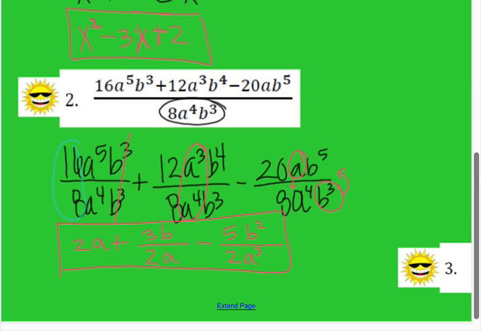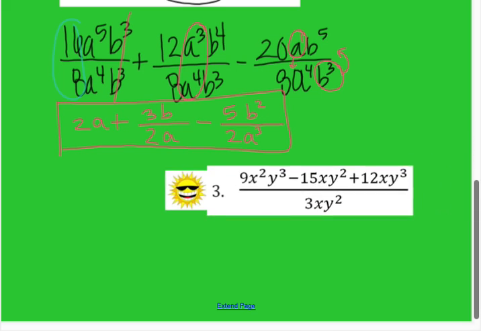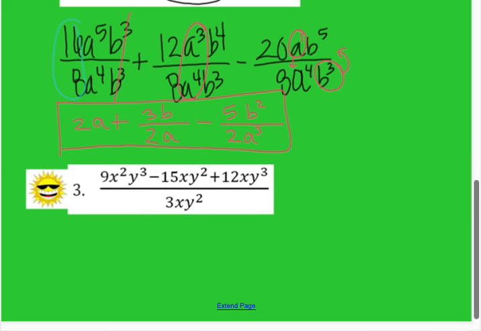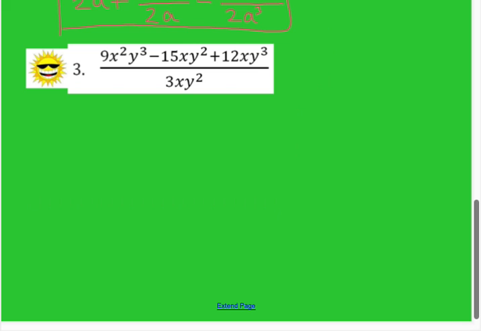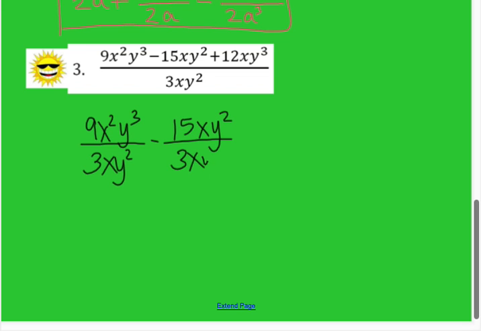Moving on to our last example of a polynomial divided by a monomial. Okay, I'm going to go ahead and rewrite each piece divided by the monomial, which is 3xy squared. And now all I need to do is go ahead and simplify.